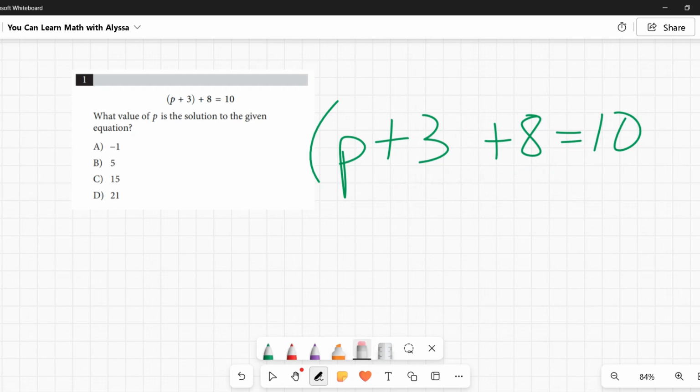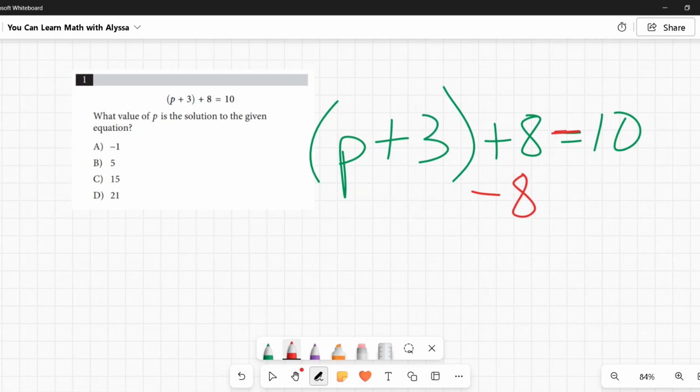So let's, didn't mean to undo that parentheses. Let's undo what's been done to p in reverse order. So first we have that plus 8. I want to undo that. I want to do the opposite of that. So I need to subtract 8 because subtracting is the opposite of adding.